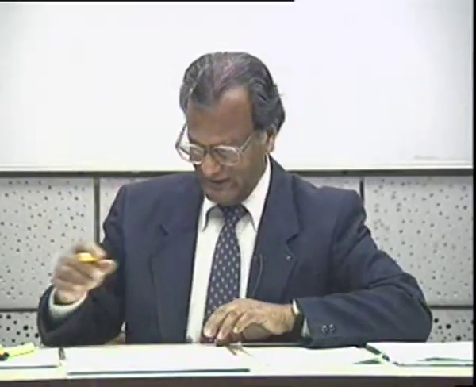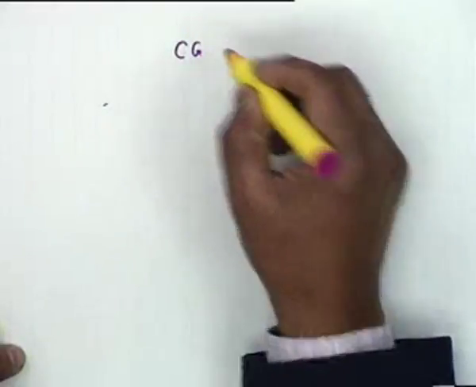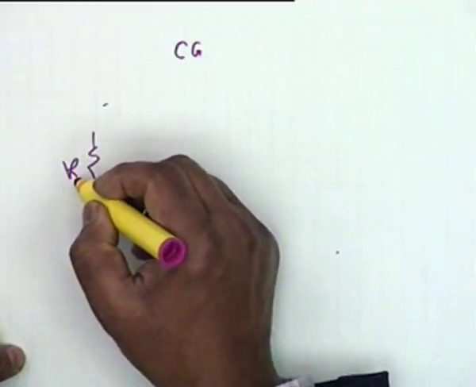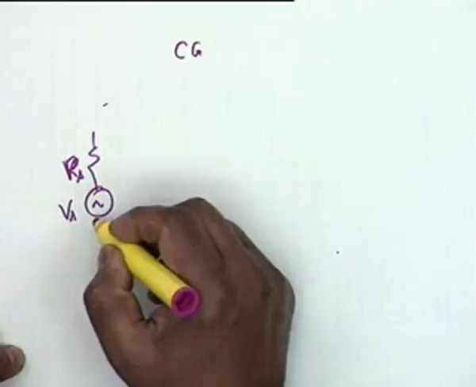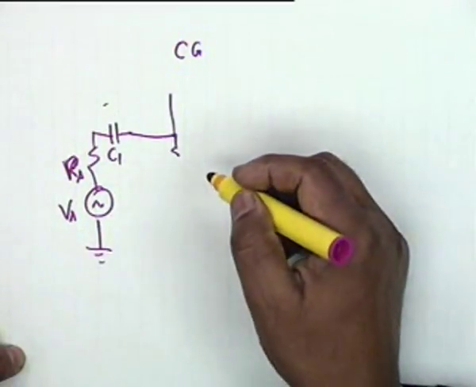Done? Let's take the common gate amplifier. You will see that the calculations are very similar, there is no difference, except that you have to be a bit careful about the calculation of GM and the output resistance. It is the output resistance which is the complicated calculation. Now, in a common gate amplifier, CG, which is equivalent to CB of BJT, you have VS, VSRS, couples through a capacitor C1. Started on a wrong foot, so let's change the page.